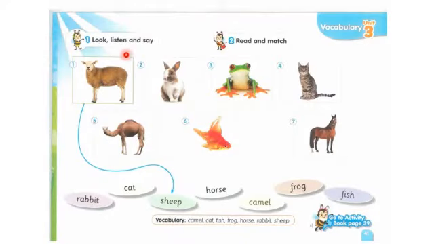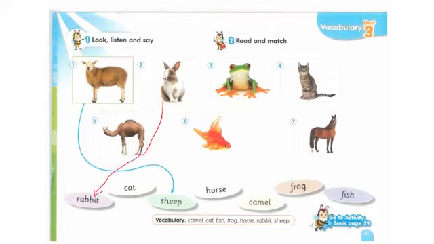Here we're going to look, listen, and say, and then we will read and match. Here we have many pictures of some animals. We will see what animals are these and we will match them to the right words, okay? Number 1, here we have a sheep, right? And it's already matched. Number 2, here we have a rabbit. Where's the word rabbit? Here it is. Let's match them together.